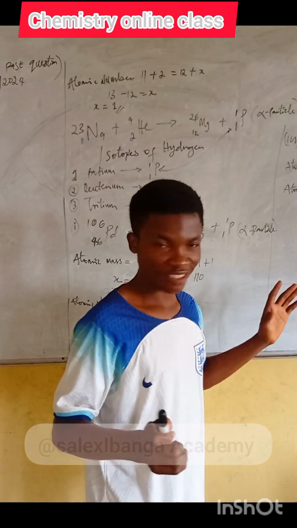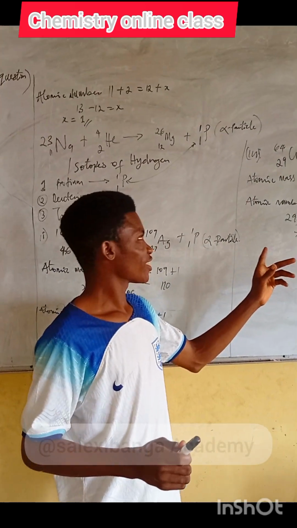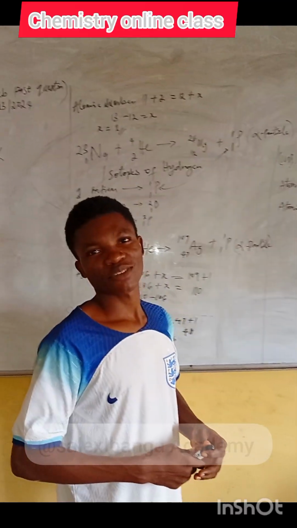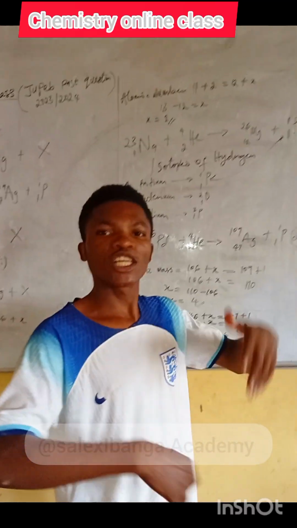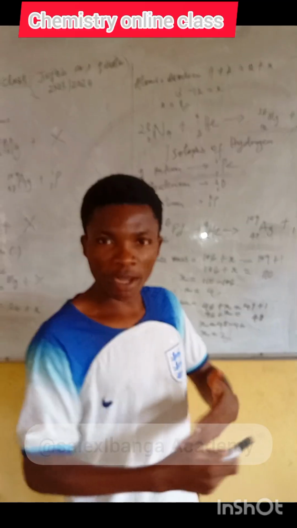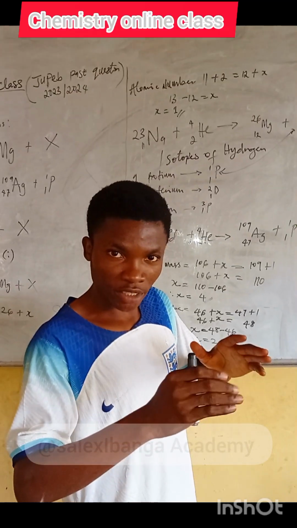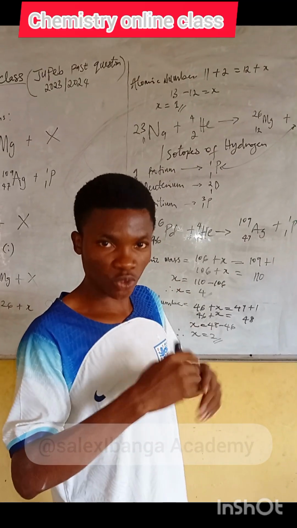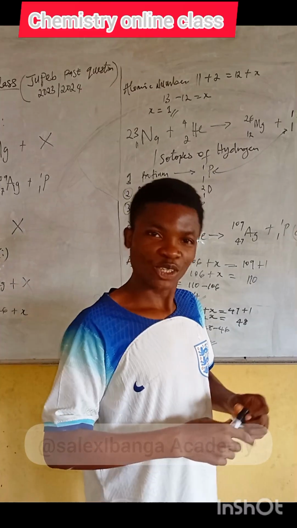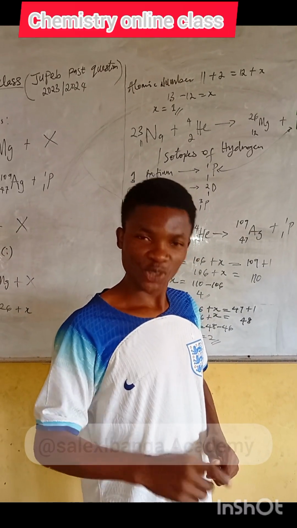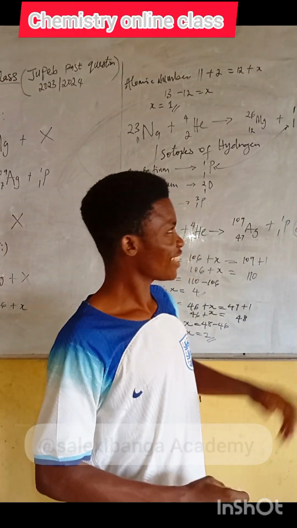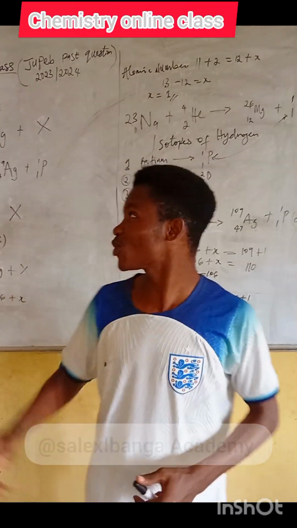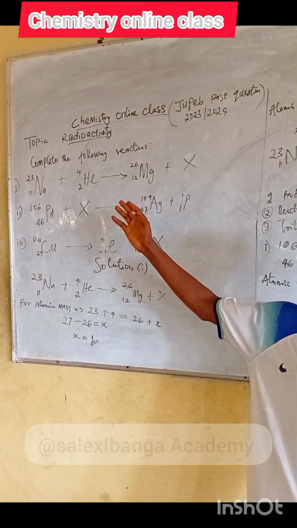In our next class, we will look at other types of radioactivity. I'm talking about positron, electron capture, and gamma rays. Those are the 3 types we are going to look at in our next class. So stay informed so that you always be active, and we will look at more of radioactivity.